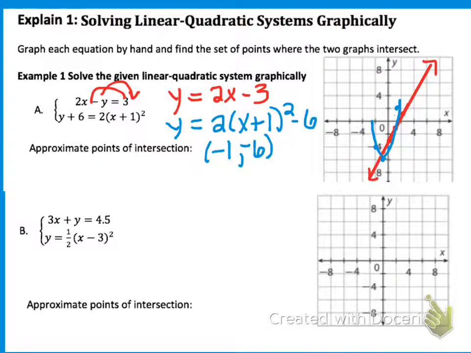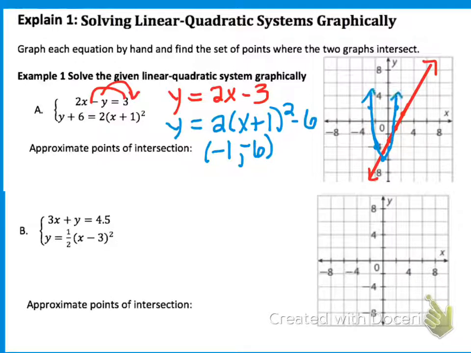We'll just see if we can. And then that means there's going to be one on the other side. So if I put, say, -3 in, -3 plus 1 is -2. -2 squared is 4. 4 times 2 is 8. 8 minus 6 is 2. So that would be (-3, 2), and that's right here.